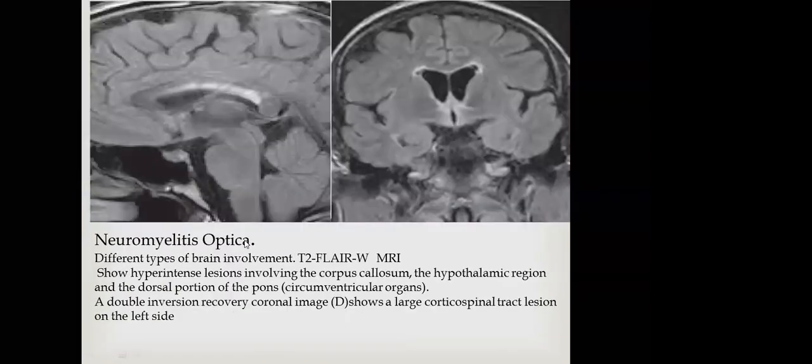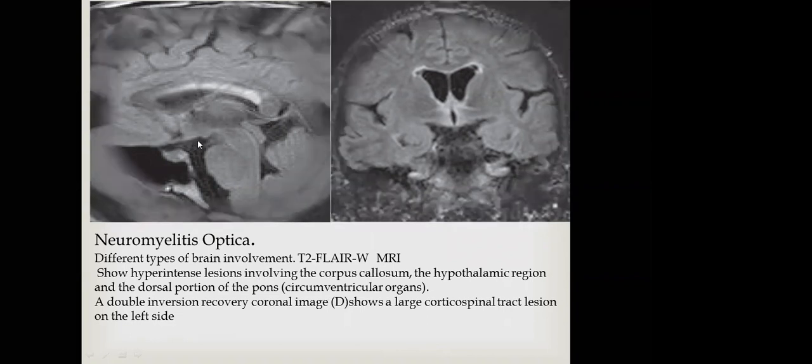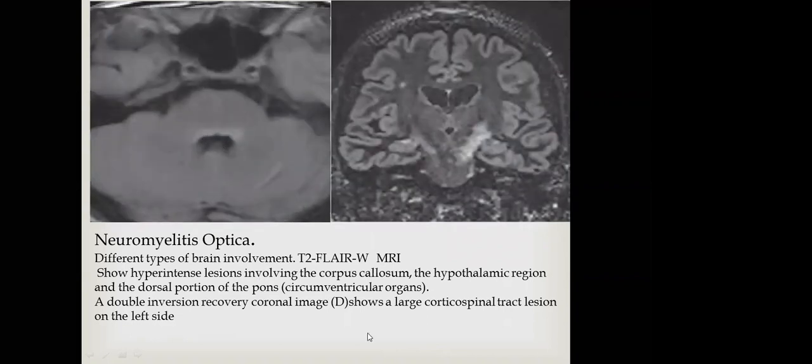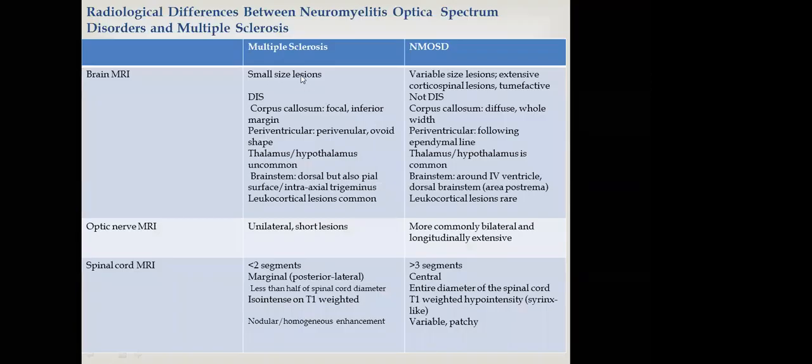Also, NMO could be differentiated by the type of brain involvement. The T2 FLAIR MRI shows hyperintense lesions involving the corpus callosum, the hypothalamic region, and the dorsal portion of the brainstem. Also, on double inversion recovery, the corticospinal tract will be involved. This is the radiological feature difference between neuromyelitis optica and multiple sclerosis.